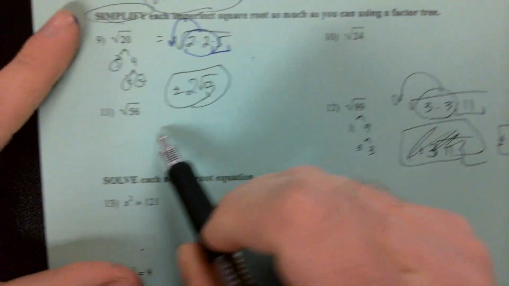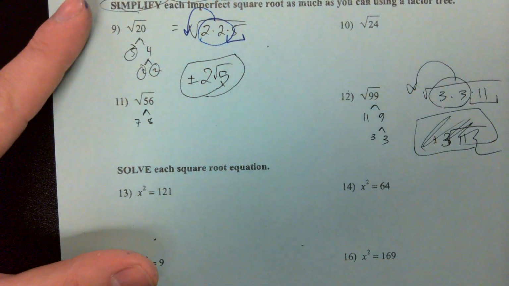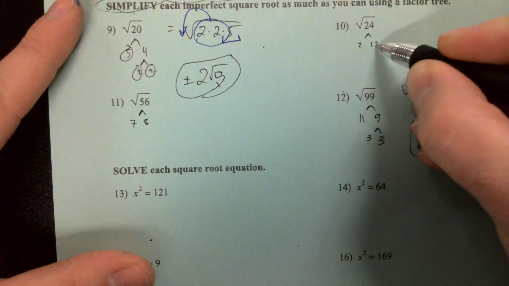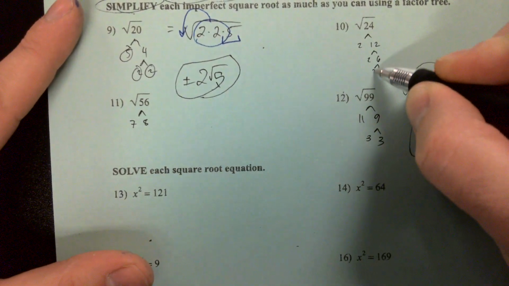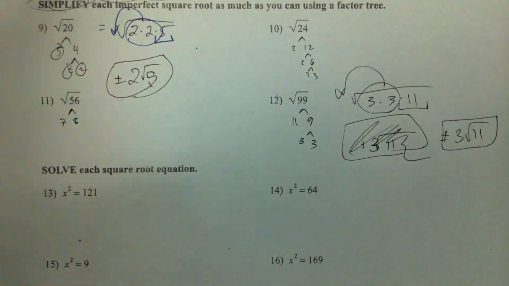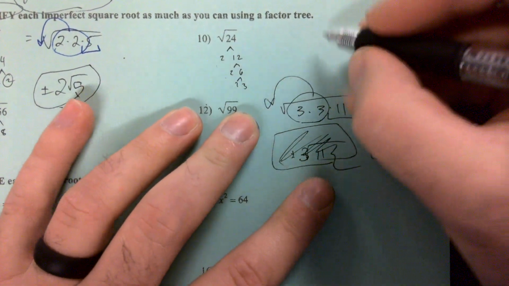But if we had something like the square root of 56, that would be 7 times, is it 7 times 8? Yeah, 7 times 8. Wait, what about this one? 2 times 12, 2 times 6. Okay, if we look at 10, right, we got 2 times 2 times 2 times 3.